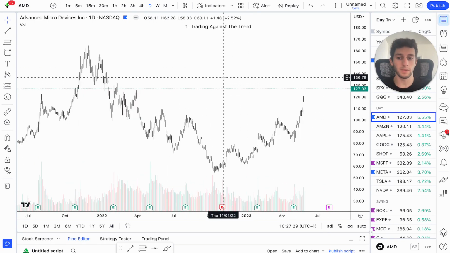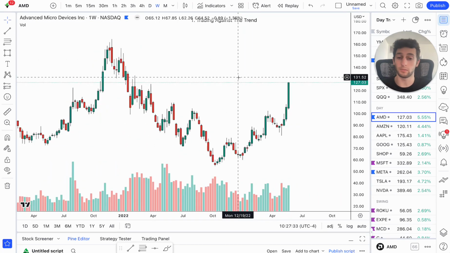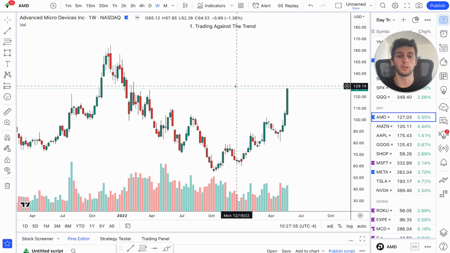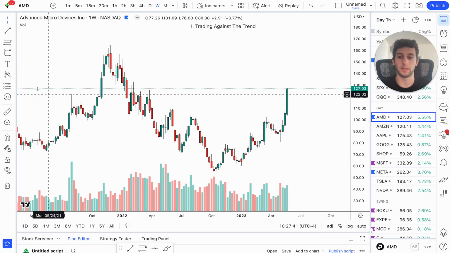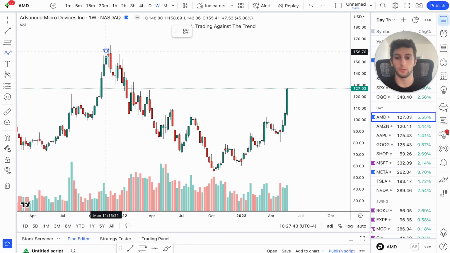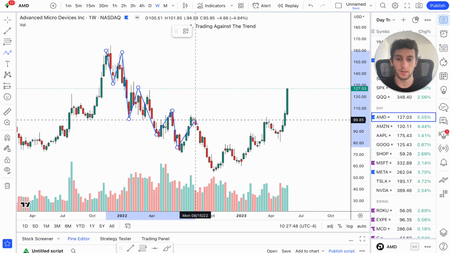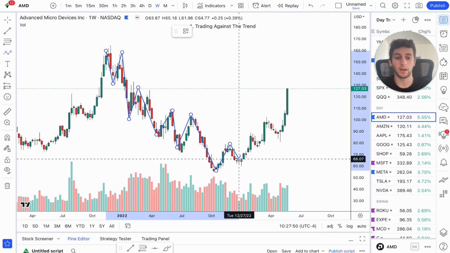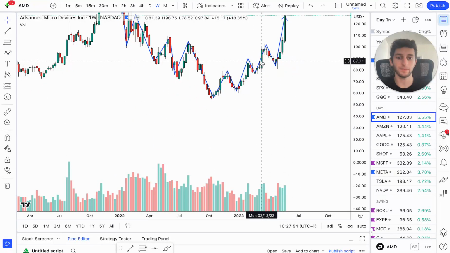If we're looking at AMD, we'll go to a weekly chart, right? By the way, this works on all time frames, but we're just gonna do it on a higher time frame right now. If we're looking at a weekly chart, it's very obvious to tell the trend, okay? We're making lower lows and lower highs, lower lows and lower highs, and then here we start to make higher highs and higher lows, higher highs and higher lows, okay?